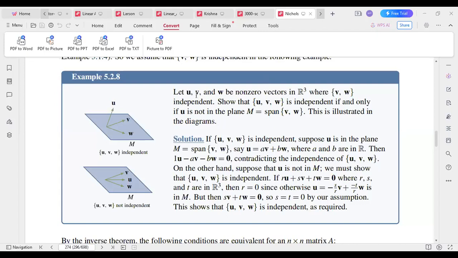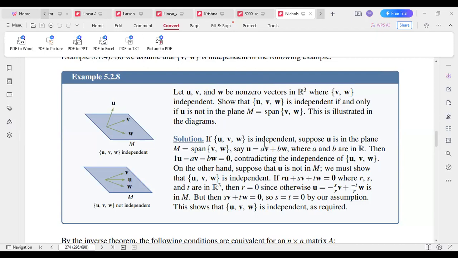Another example. Let u, v, w be three non-zero vectors in R3, where v, w are independent. Show that u, v, w is independent if and only if u is not in the plane M. This whole plane M equals the span of v, w, as illustrated in the diagram.